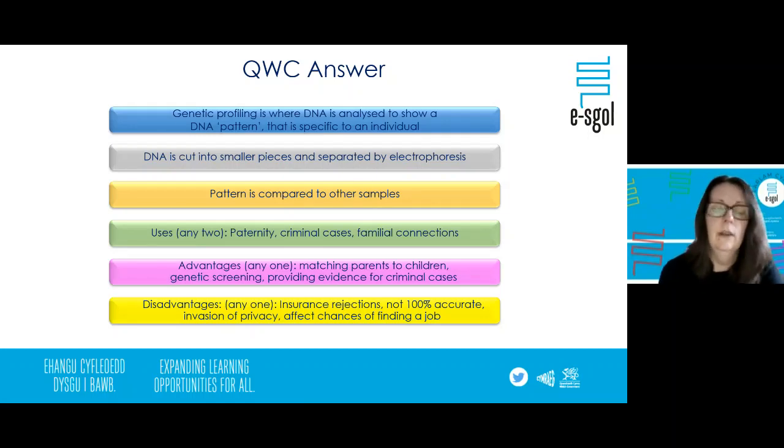And also, what we've not mentioned so far is that it might affect somebody's chances of getting a job. If an employer knows that you have a potential genetic illness that may cause you to have time off work, then they may not want to employ you.